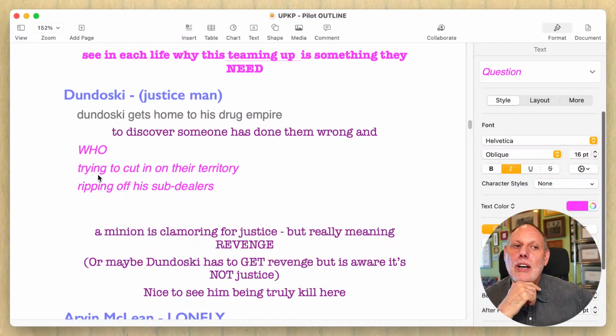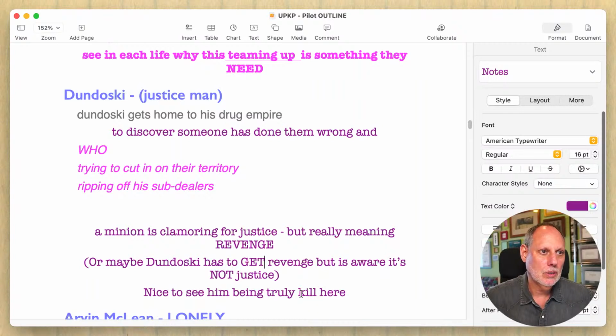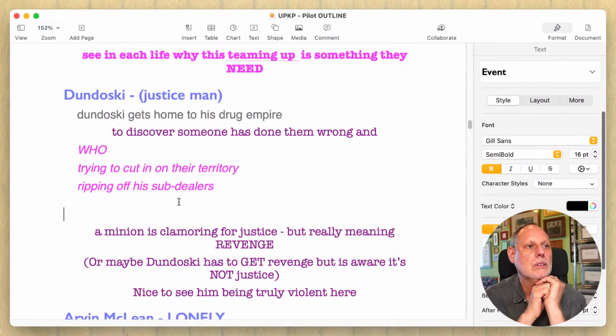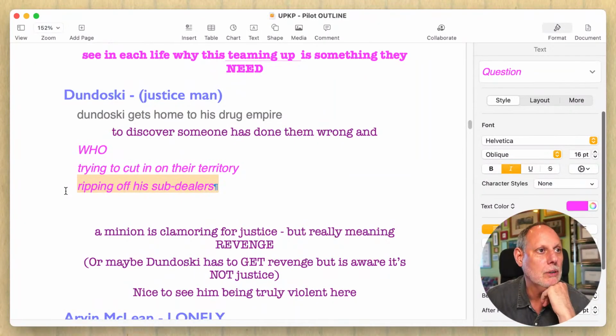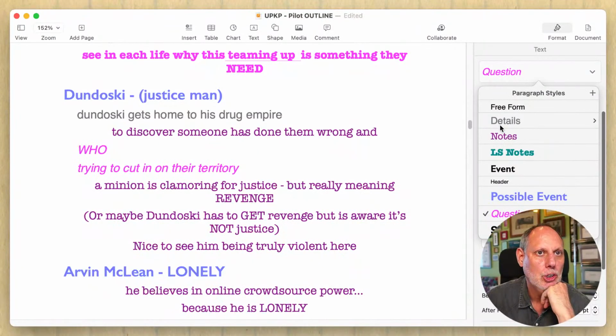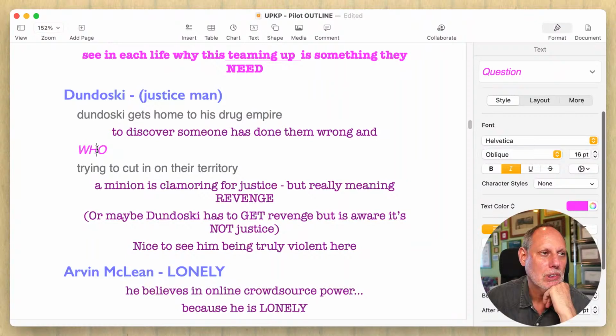Well, here's the thing. Are we going to murder? I don't think we want to go to murder. I think we want to go to violence, but not murder. So yeah, I think the easiest thing is just cutting in on their territory. So who is that? Who is doing this?